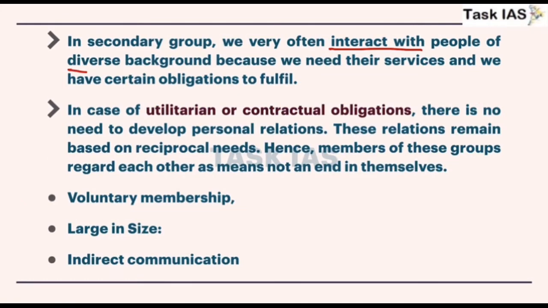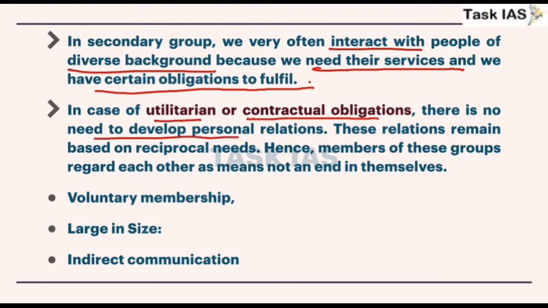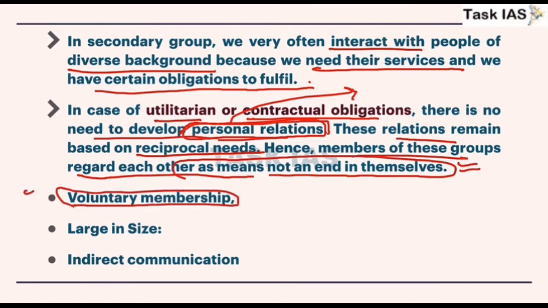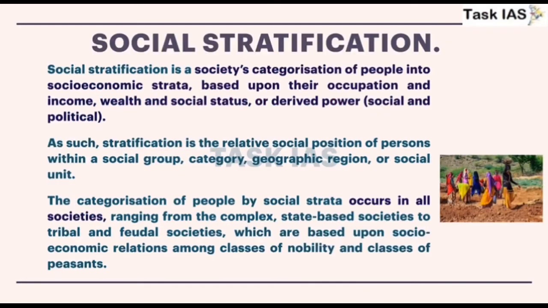In secondary groups, we very often interact with people of diverse backgrounds because we need their services and we have certain obligations to fulfill. In case of utilitarian or contractual obligation, there is no need to develop a personal relationship. Personal relationships are an important feature of primary groups. These relations remain based on reciprocal needs, hence members of these groups regard each other as means, not an end in themselves. Again, this is an important line. Now they have voluntary membership, because it is voluntary for an individual to come and form a social group, which is mostly to fulfill their needs. Now they are larger in size, that's why they don't have personal relationships, and direct communication is also not generally observed. They have indirect communication.